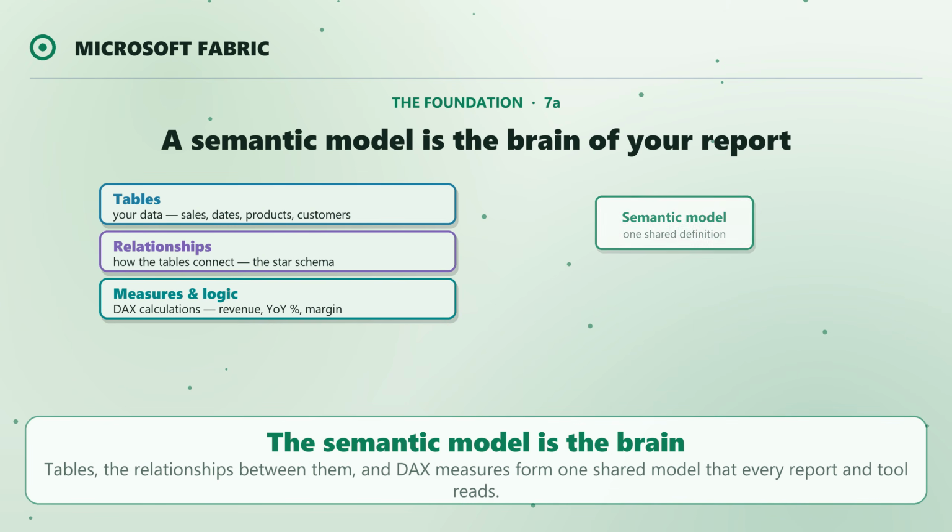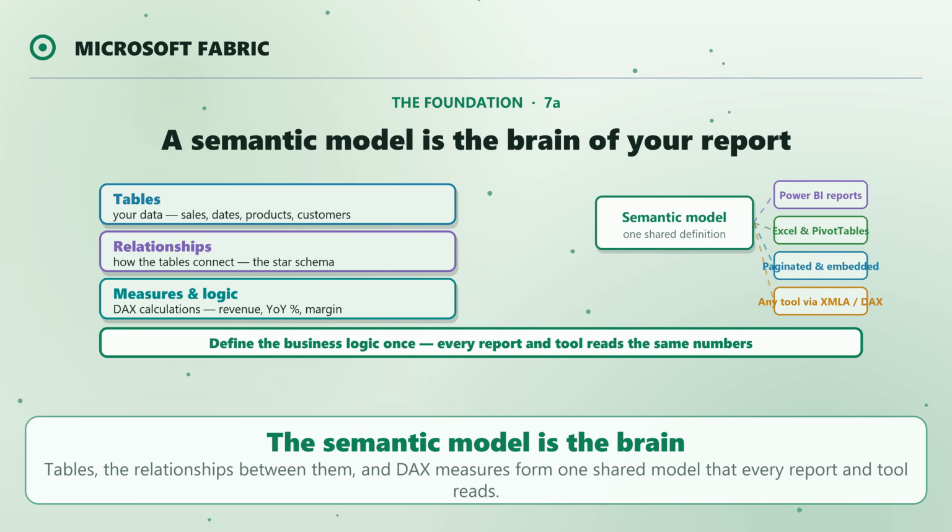Before we get to DirectLake, let's be precise about what it actually powers, the semantic model. This is the single most important concept in Power BI, and a lot of people skip past it. A semantic model is the brain behind every report. It's not the report, and it's not raw data. It has three layers. First, tables, your sales, your dates, your products, your customers. Second, relationships, how those tables connect to each other. The star schema we'll come back to. And third, measures and logic. The DAX calculations that turn columns into real business metrics.